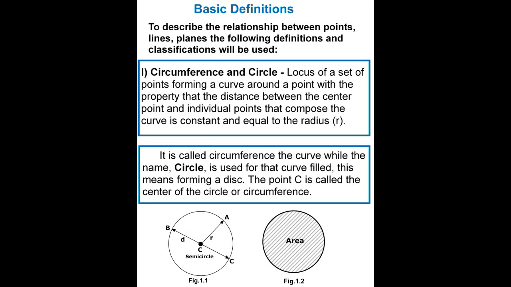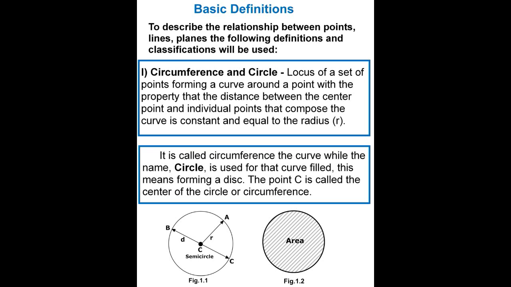This slide shows the definition of a circle and circumference. The definition of a circumference states that it is a closed curved line whose points are at the same distance, called the radius, r, from a fixed point called the center. The definition of a circle states that it's a circumference with the internal points filled, that is, the circle is a disk. The curve is called circumference, while the name circle is used for the curved field, this means a disk.